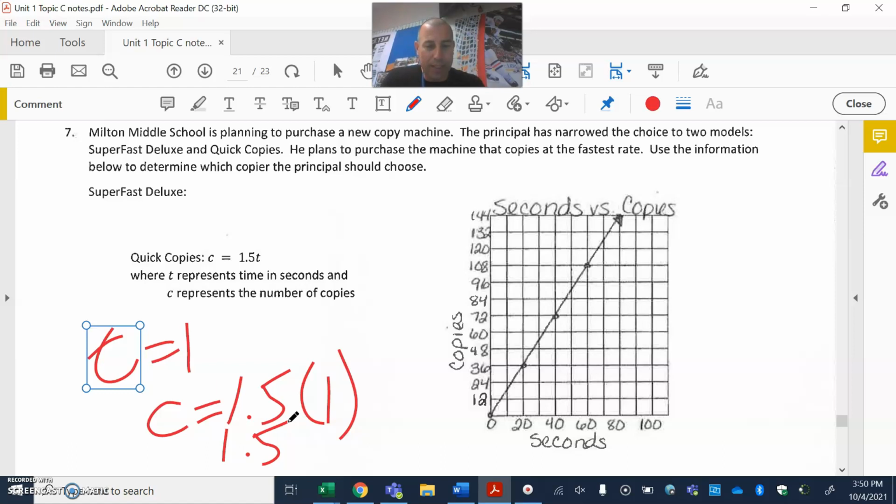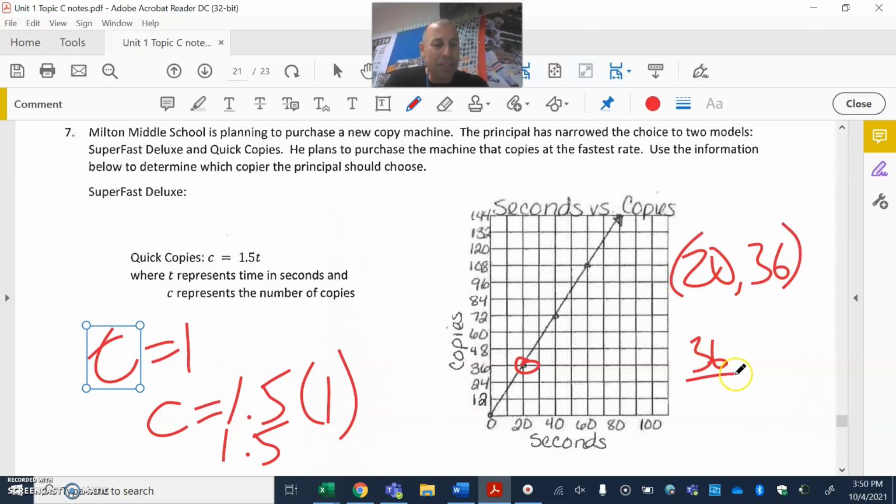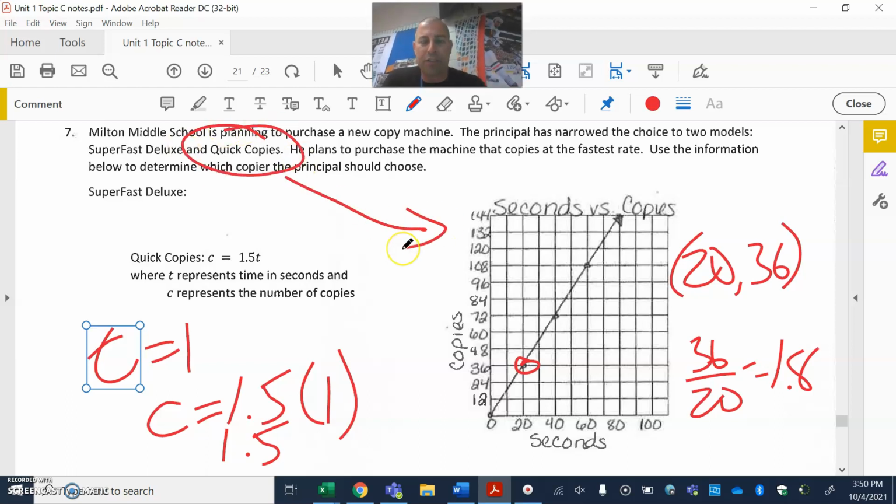Again, we can grab a point. I can grab U because that's the first one I see. That's the ordered pair 20, 36. We always do y divided by x. So that's 36 divided by 20. We punch that in the calculator, and we get 1.8. So this is more copies per second. Does this have a name? I don't know. Super fast deluxe and quick copies. Oh, all right. So quick copies would be the faster one there.